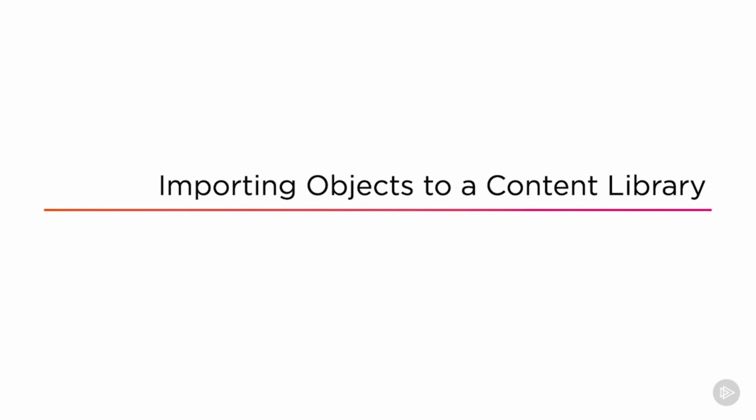We've created our content library, and now we need to import objects into that library so that we can then use those objects to deploy new virtual machines. In this lesson, we'll import 3 different types of objects to the content library, starting with an OVA template, followed by an ISO image, and then lastly, we'll clone a virtual machine template into the library.